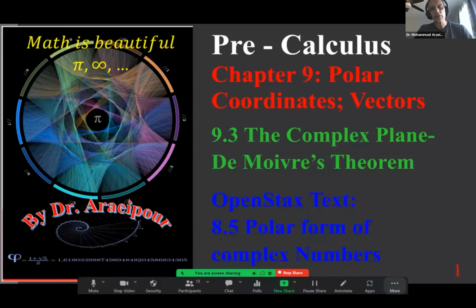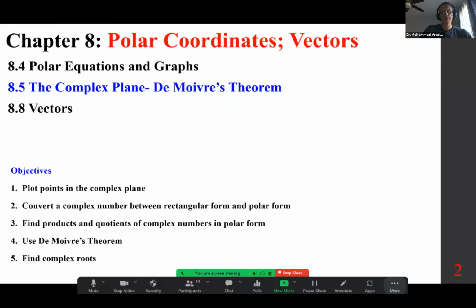Good morning, class. We are looking at polar form of complex numbers. Polar form, also known as the complex plane and de Moivre's theorem.